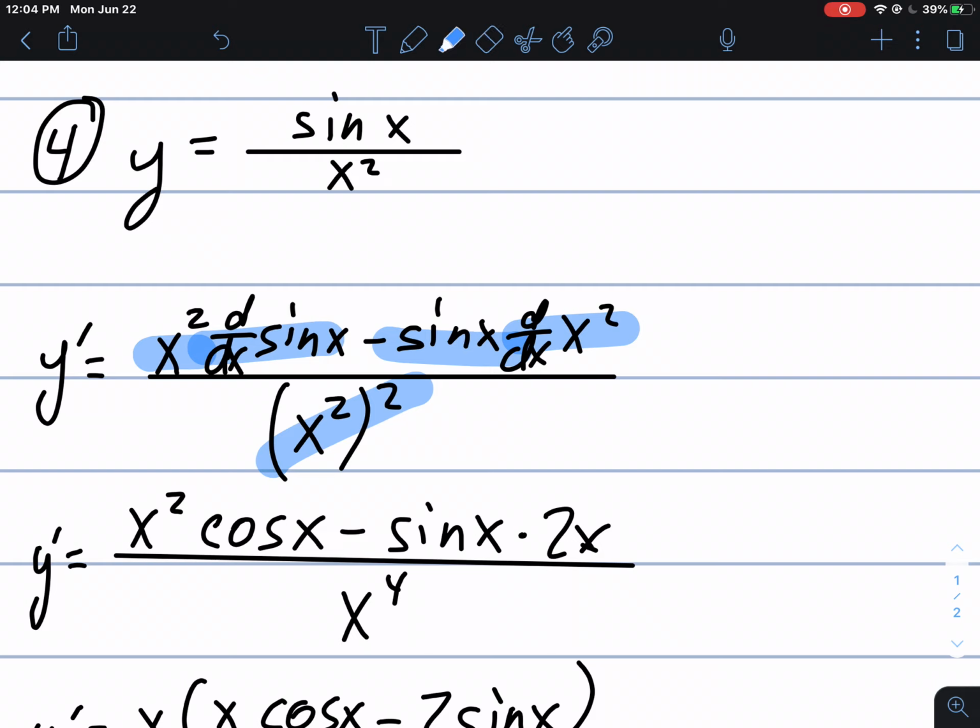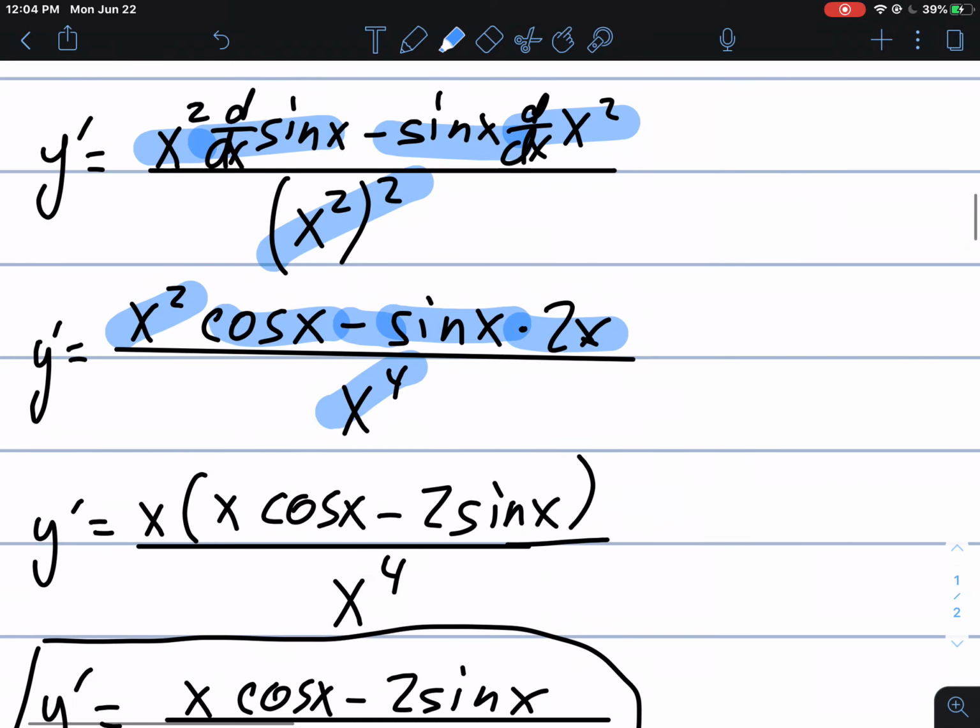So here's our first, low d high minus high d low over low squared. So there's our x squared. Derivative of sine is cosine, minus sine times the derivative of x squared, which is 2x, over x squared squared, which would give me x to the 4th. Right?